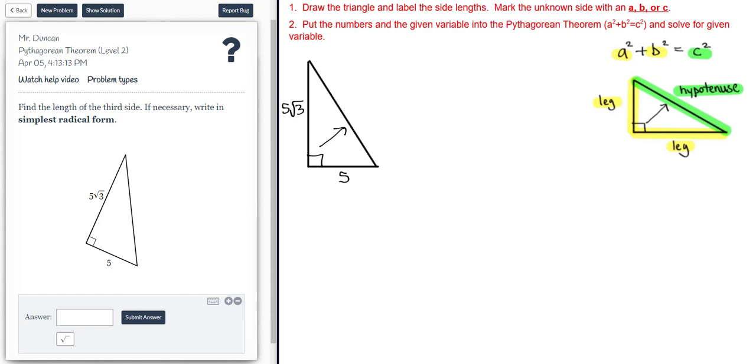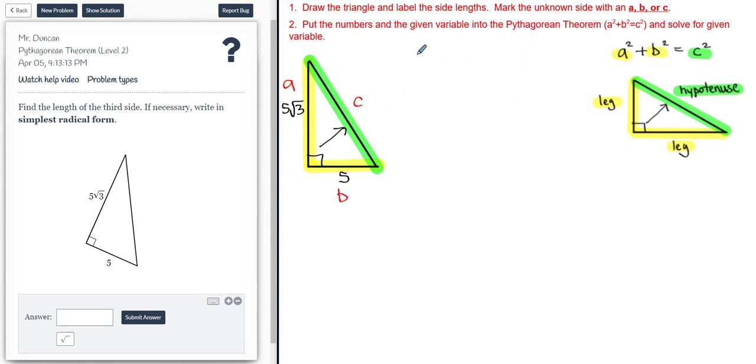I'm going to use our color coding from the earlier problems. The sides that touch or create the right angle are going to be yellow. So there's yellow and there's yellow. The side across from the right angle is our hypotenuse, or our C value. Please remember that the hypotenuse is the longest side. So let's go ahead and mark this. This is my C value. I'm going to call this A, and then I'll call this one B. If you want to switch them around, that's fine.